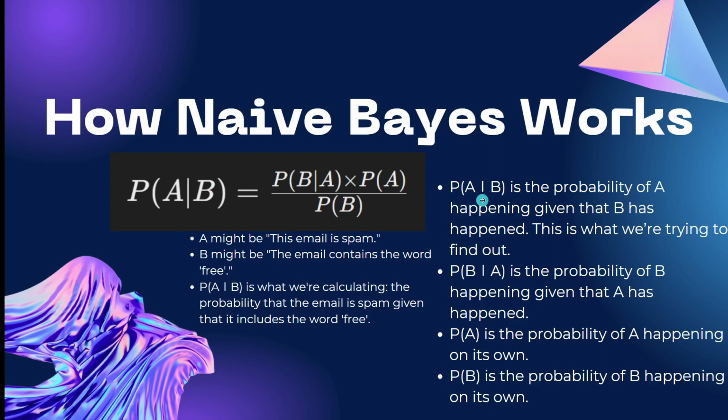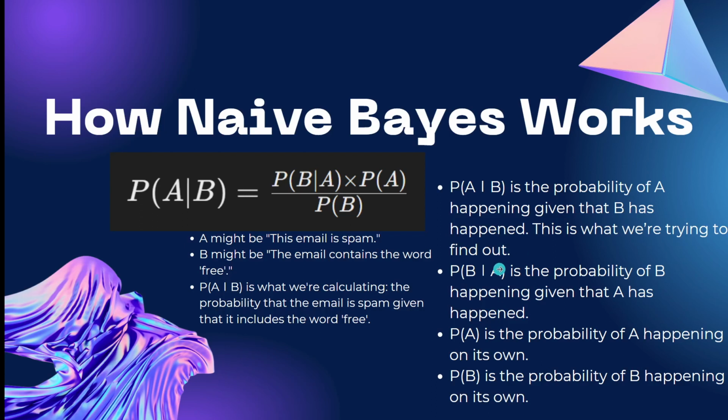So what are we doing in this calculation? As we mentioned here, P(A|B) is the probability of A happening given that B has happened. This is what we are trying to find out. If this email contains the word free, what is the probability of this email being a spam email? Probably it's going to be high, since many spammers use this word free. For example, you can get a free car, free stuff, something like that.